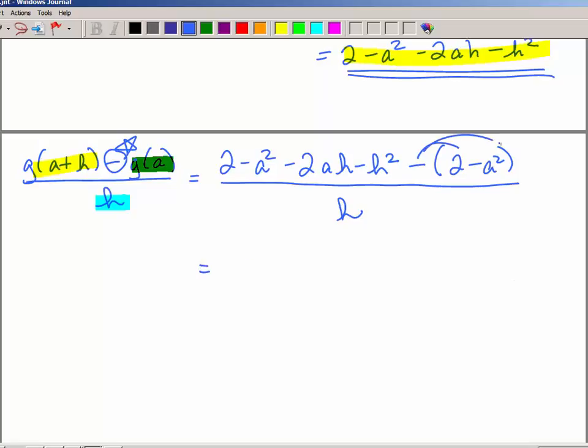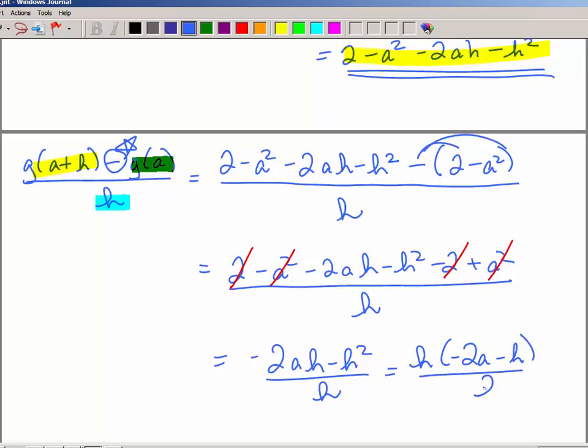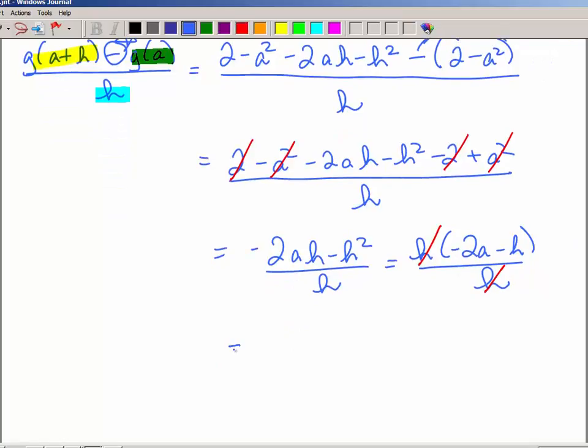So let's distribute this minus sign. And let's start seeing if we have like terms. So 2 minus 2 is 0. Negative a squared plus a squared is also 0. Let's write down what we have left. Now notice they all have an h, so I can factor out an h at the top. And then I can reduce those h's. So my final answer is negative 2a minus h.